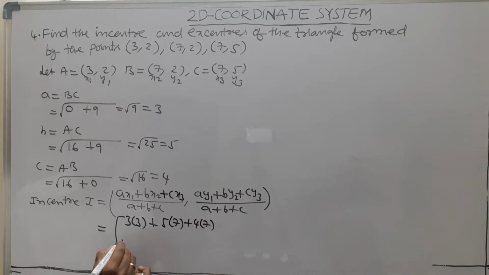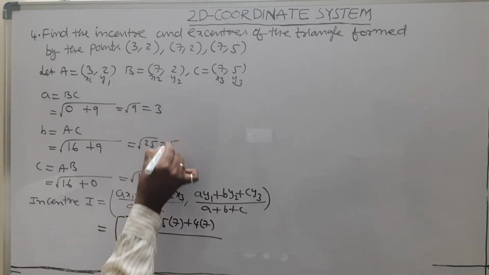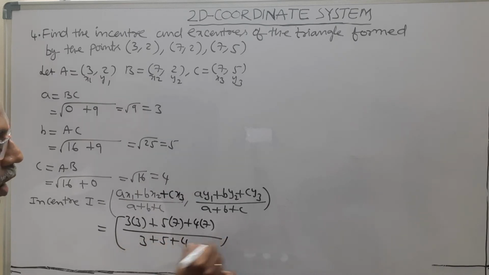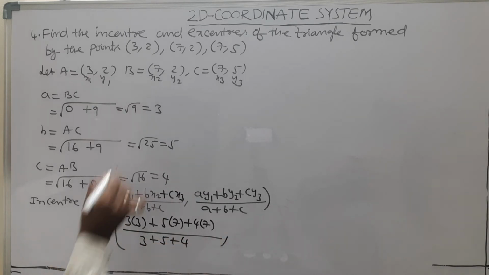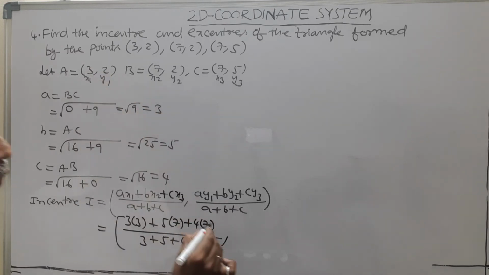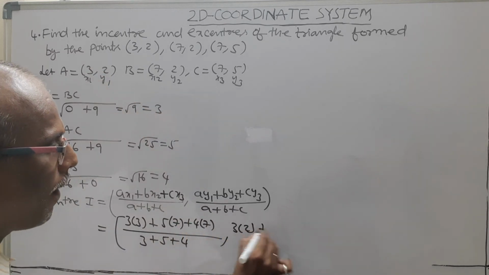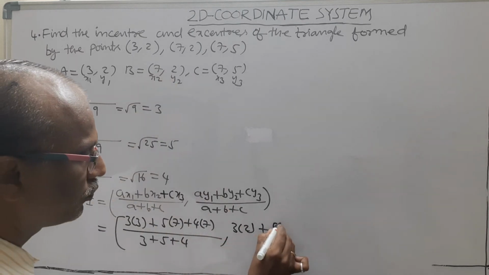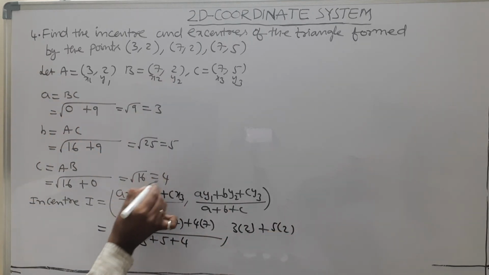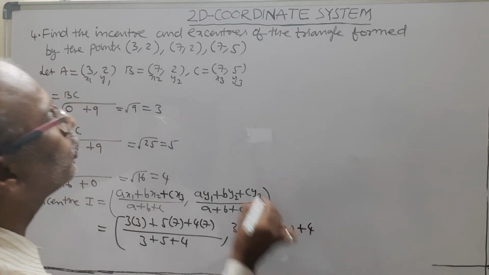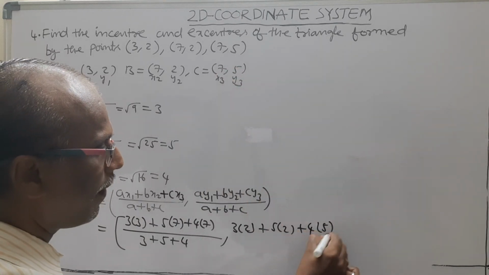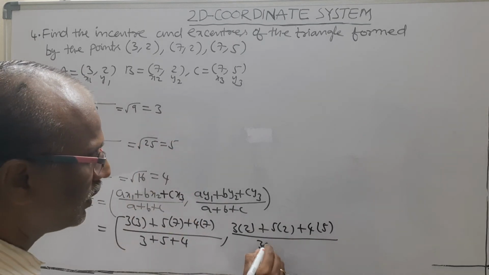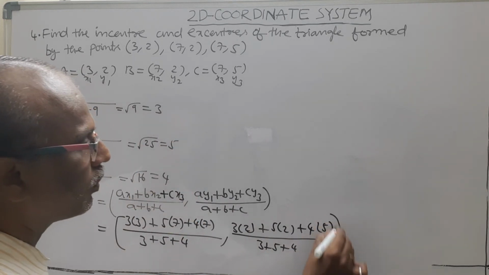a plus b plus c, 3 plus 5 plus 4. Comma, a y1: a is 3, y1 is 2, 3 into 2, plus b 5 into 2, plus c value, c is equal to 4, 4 into y3 5, by a plus b plus c, 3 plus 5 plus 4.